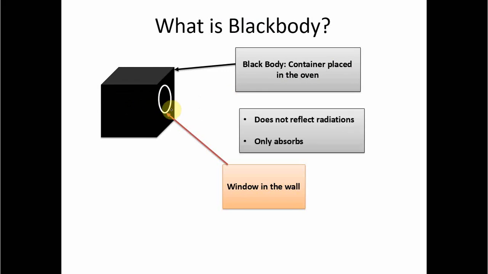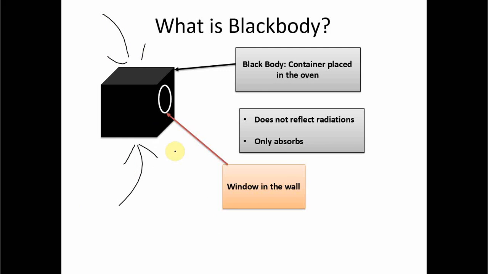The basic definition of a black body is that it does not reflect radiations, so all the radiations coming upon it are absorbed and never reflected back. It only absorbs radiation. But can this happen forever? Can a black body absorb all kinds of radiations and never emit?